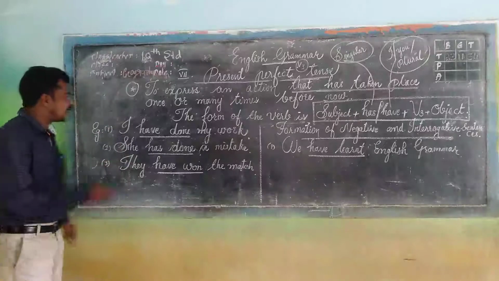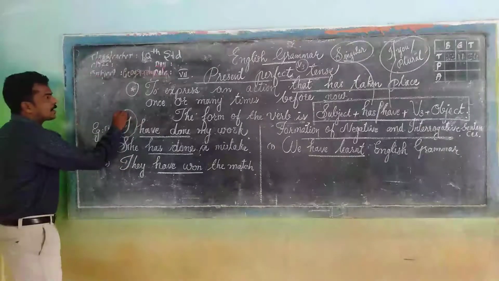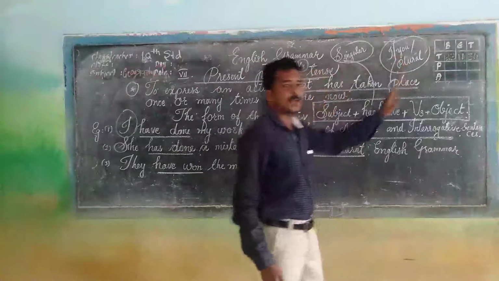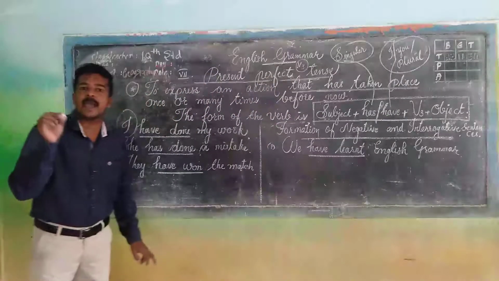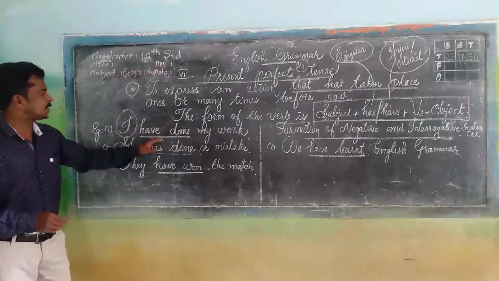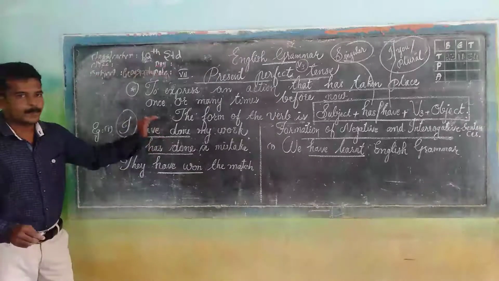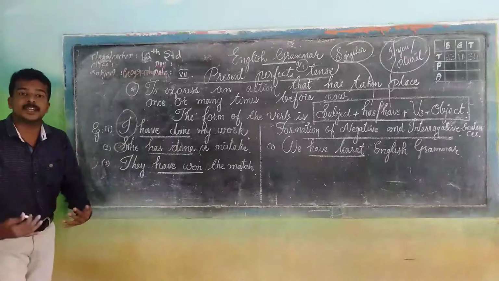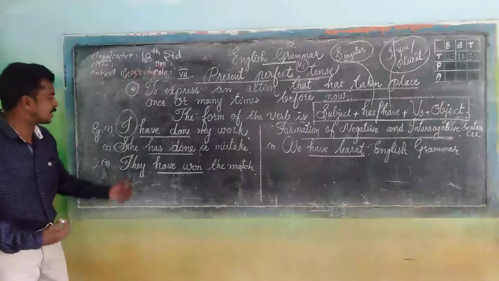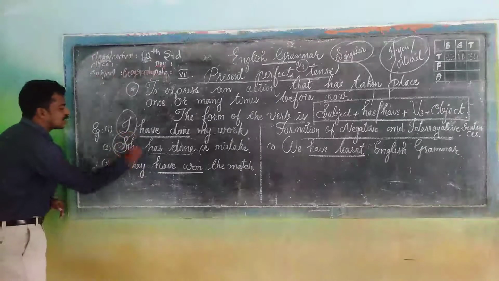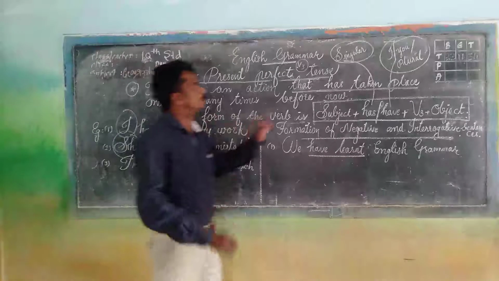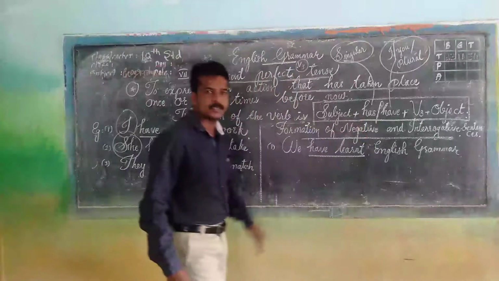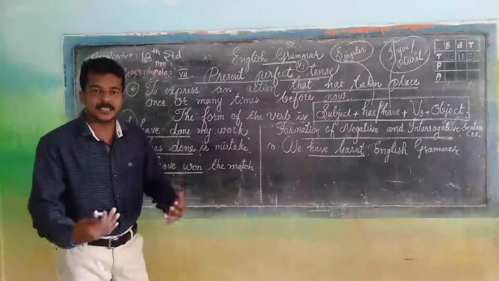Hope you understand. Here the subject is I. As I told you, if the subject is I or you or plural, we must use have as a helping verb. So the sentence is I have done my work. And the second example, she has done a mistake. Here the subject is singular, she. As I told you, if the subject is singular, use has as a helping verb. And the sentence is she has done a mistake.